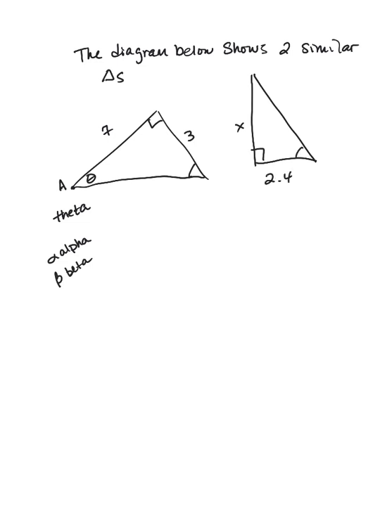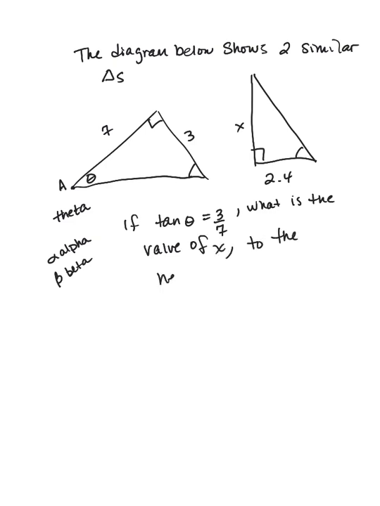So number one, they're not going to be so kind. Oh, they were kind enough to tell you they're similar triangles. They did not have to do that because these are similar by angle. Now here's the question. If tangent of theta is 3 over 7, what is the value of x to the nearest tenth? Okay, kids, so we're looking for the value of x. Now, tangent of theta is 3 over 7, right?